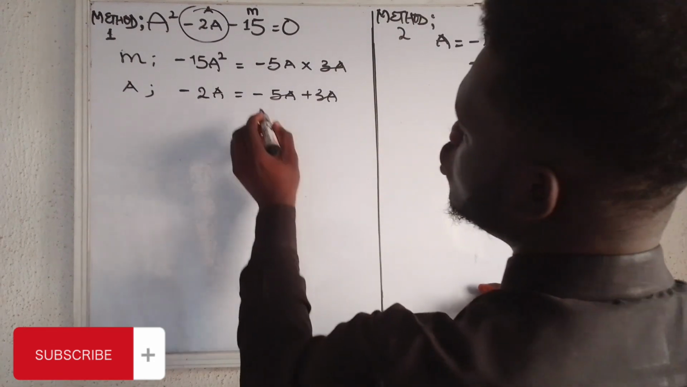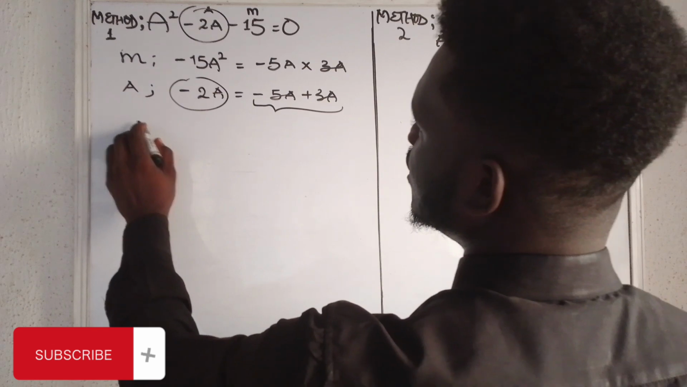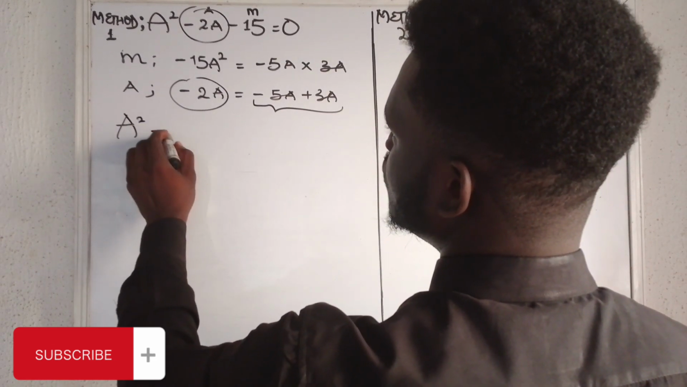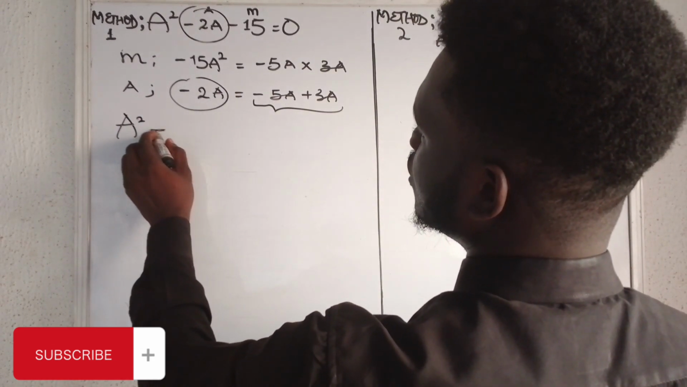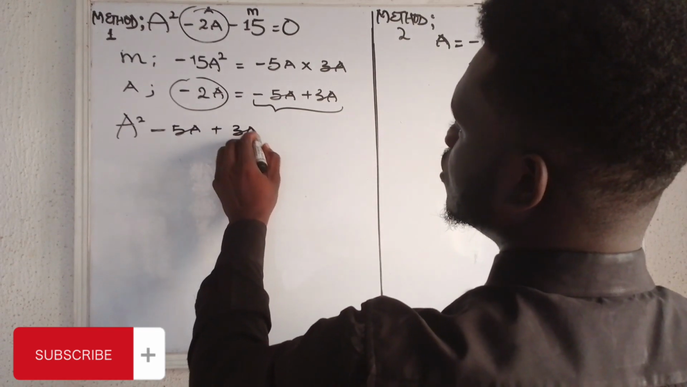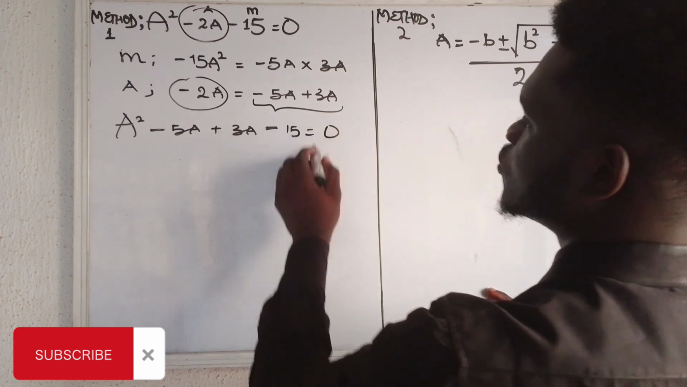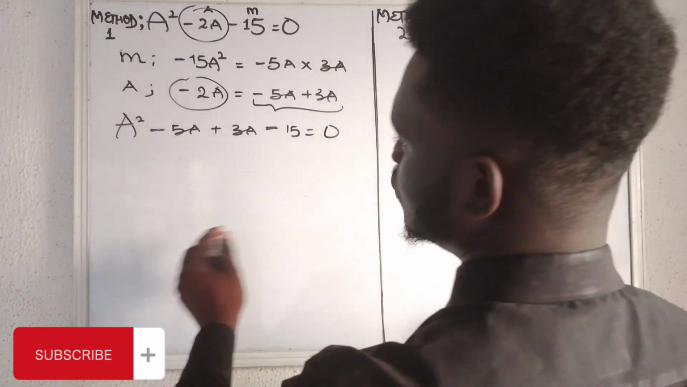So what do we do now? We are going to substitute this value for 2a. You can say I cycle 2a there. So we're going to have a squared. Instead of writing minus 2a, we're going to write minus 5a plus 3a, then negative 15. Like a sort of expansion. That's what we did there.